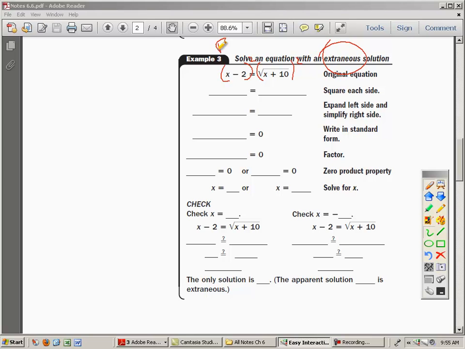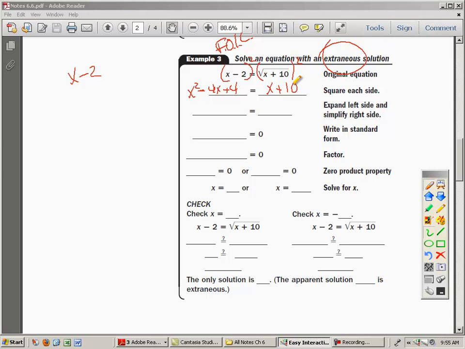Now you've got to FOIL this out over here. All right, you can't just say x minus 2 squared. So x minus 2, however you choose to do that, that becomes x squared minus 4x plus 4. Again, you can choose to use FOIL or Punnett squares, or just remember the pattern of the square of a binomial. On the other side, when I square the square root of x plus 10, I get x plus 10.